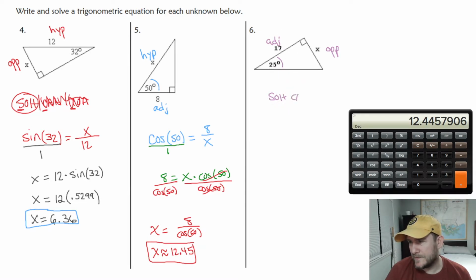So again, if you're thinking about SOHCAHTOA, you know that sine is out because it wants the hypotenuse. Cosine's out too. It's got to be tangent because we're working with O and A. So you write the equation: tangent 25 equals x over 17. Cross multiply. Throw this over 1 if you need to. But we can see that we're going to get x equals 17 times tan 25. And that should do it.